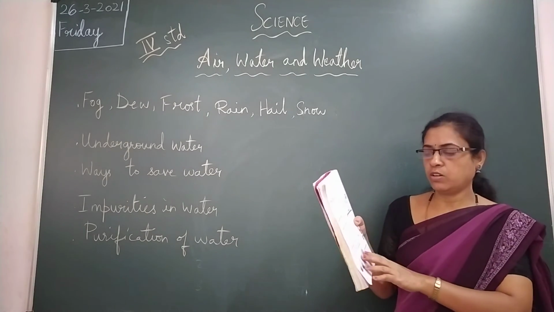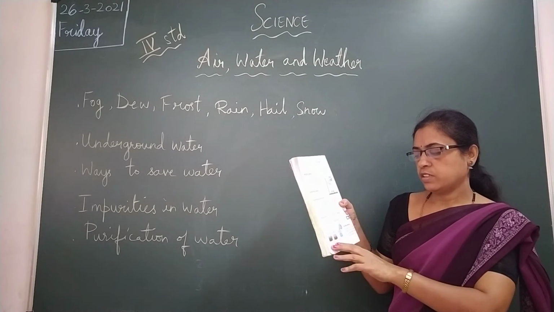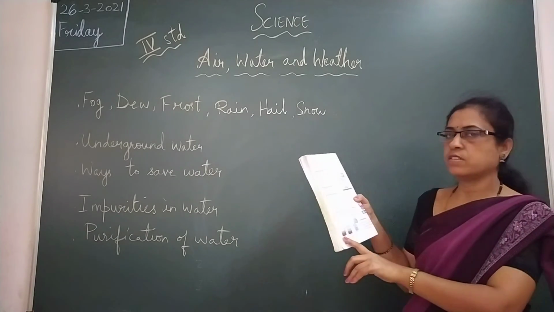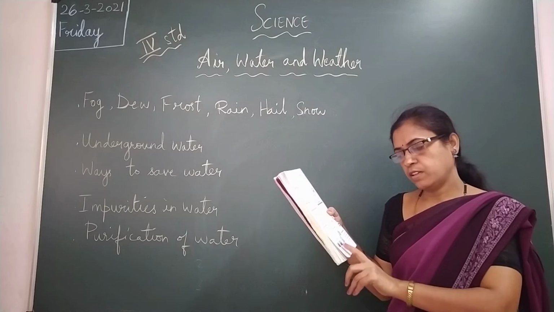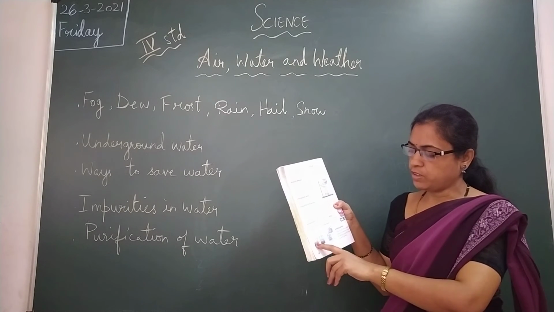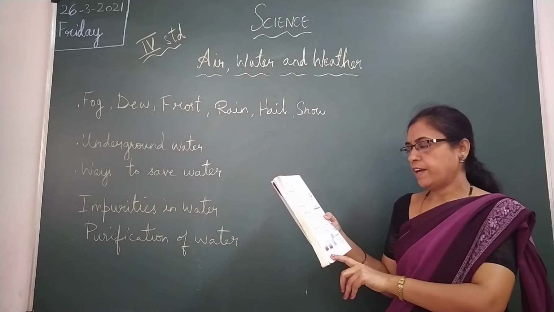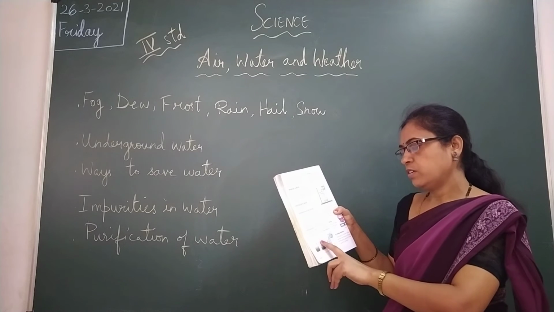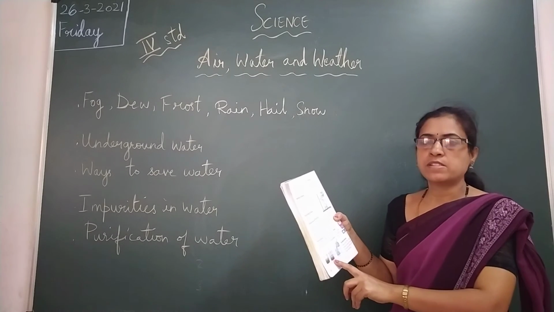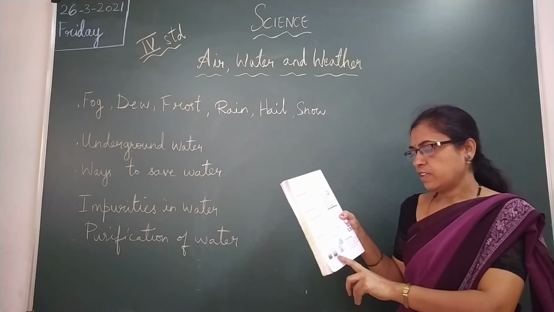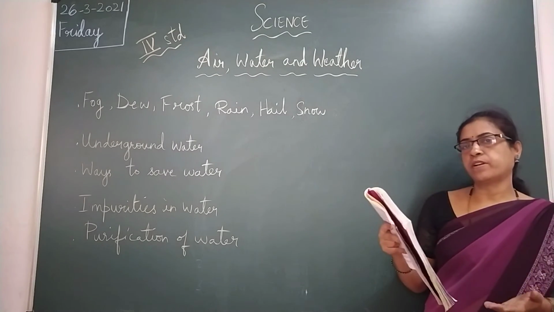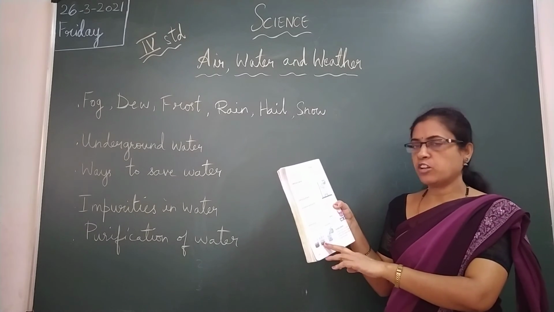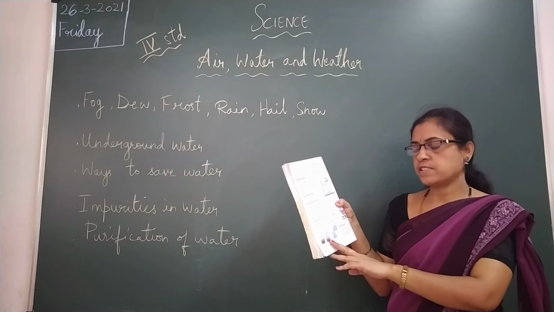What you need to do is allow the impure water to stand for some time in a beaker. You can see the first picture here, with the impurities. Allow the impure water to stand for some time in the beaker, and the impurities in the water will settle down at the bottom. You can see that in the second picture. The settling down of insoluble impurities present in water is known as sedimentation.